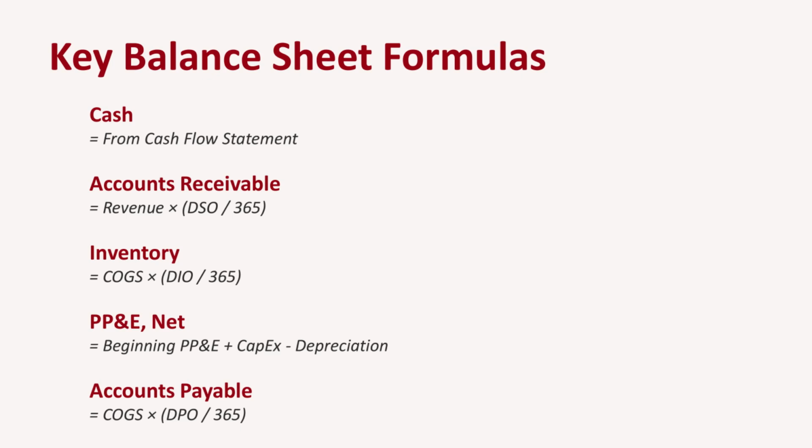Accounts receivable and inventory are often projected based on efficiency ratios like DSO and DIO. Similarly, accounts payable is linked to COGS via DPO. Net PP&E is tracked through a roll forward, adding capital expenditures and subtracting depreciation from the beginning balance.